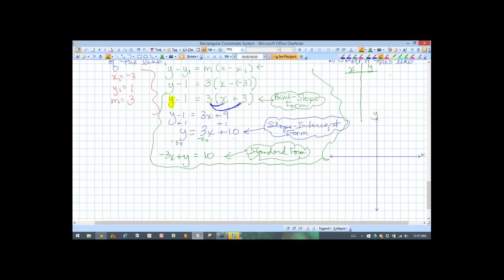Now let me write this over here. I'm going to write the slope-intercept form, and then right under that, I'm going to write the standard form. I'm not going to really use point-slope form to graph it. That has its own uses. These are the two forms that have a lot of usage when you're going to graph a line. So negative 3x plus y is equal to 10.